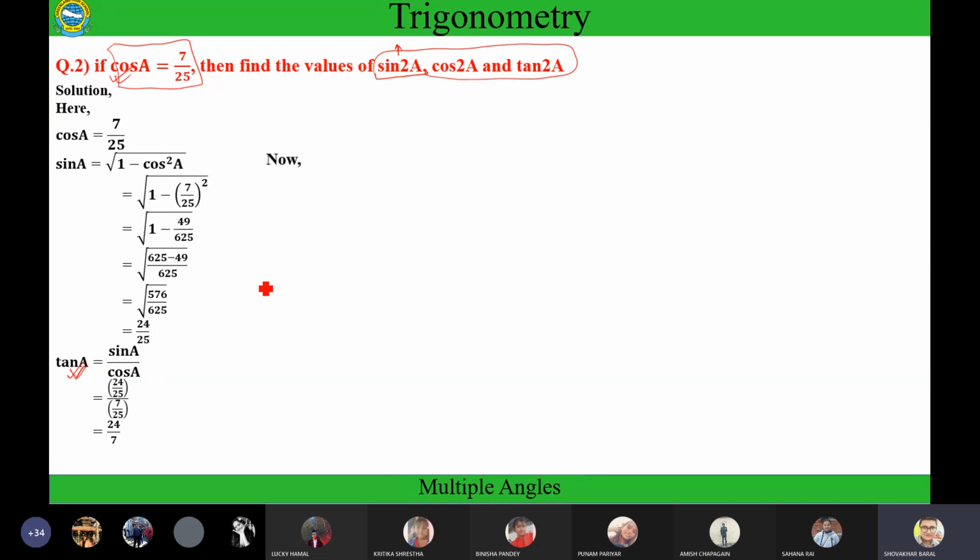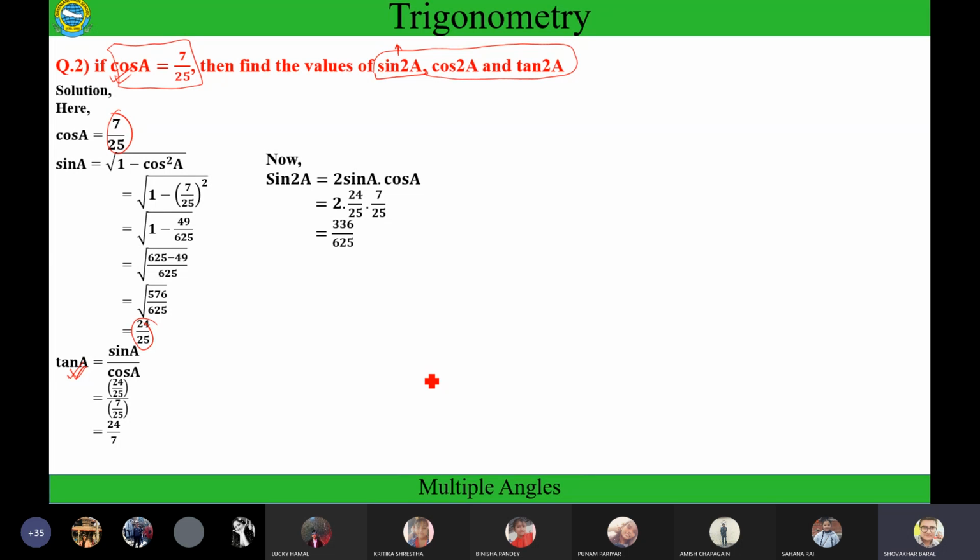So now sin 2a is equal to 2 sin a cos a. Let's replace this value there. 7 by 25 and 24 by 25. 2 times sin a is 24 by 25 times cos a is 7 by 25. So multiply it. 336 by 625. This is the value of sin 2a.